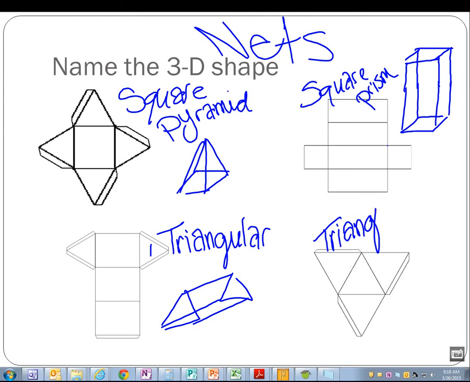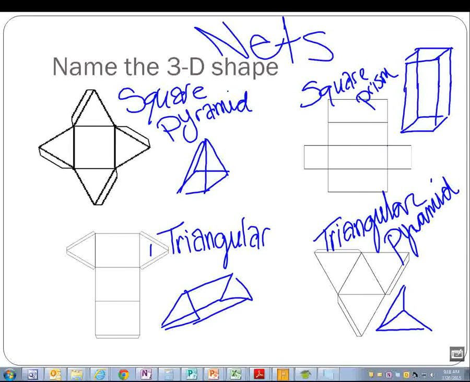You have triangular, correct? Triangular pyramid. Triangular pyramid. Triangular pyramid. And put that one together, it would look like this. And that would be looking at it from the bottom. Good.